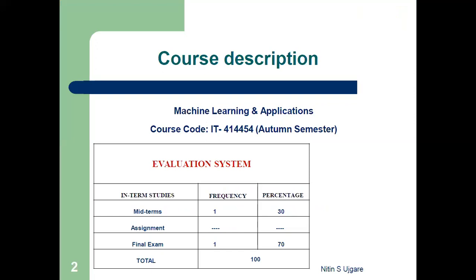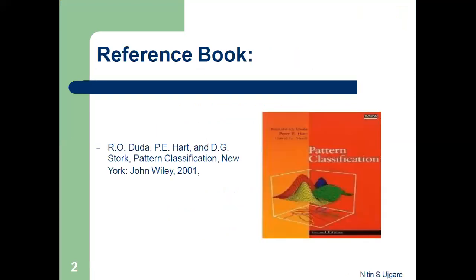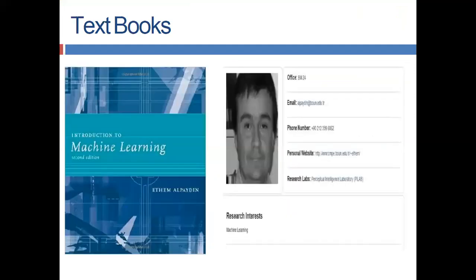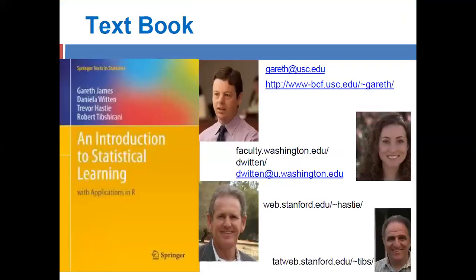The in-semester exam has 30% weightage, whereas the end-semester exam has 70% weightage. The reference book for this course will be Pattern Classification by Duda, Hart and Stork. You can refer to the textbooks Machine Learning by Peter Flach, Introduction to Machine Learning by Ethem Alpaydin, and Introduction to Statistical Learning by James, Witten, Hastie, and Tibshirani.